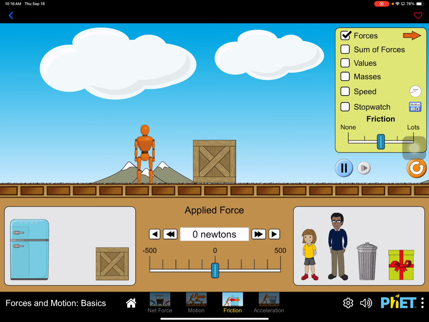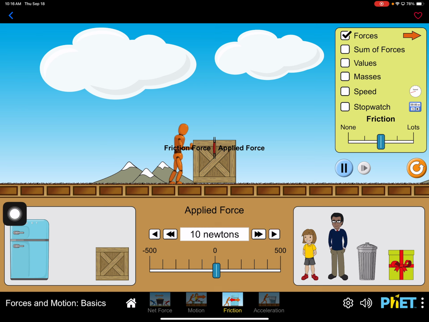All right, so here's this box sitting on the ground. So what I'm doing is I'm pushing this box with a force of 15 newtons. This box is not moving. So what's happening? There's a friction force in the opposite direction. Okay? And since this box is not moving, it's called a static friction force.